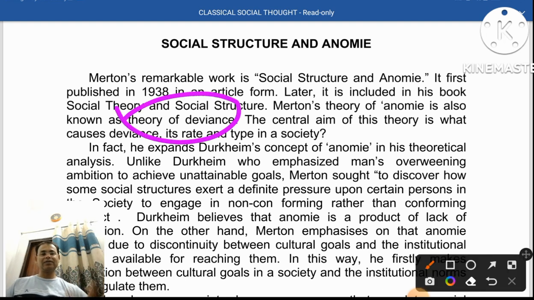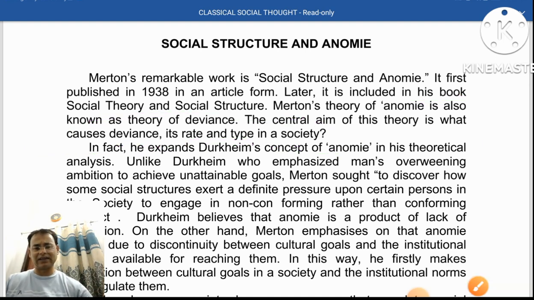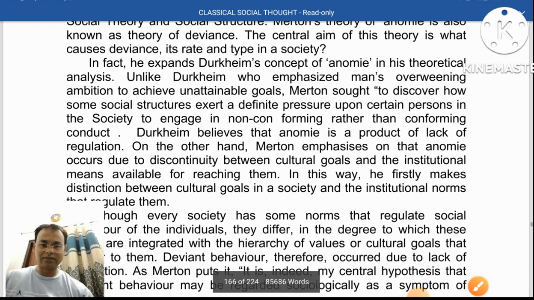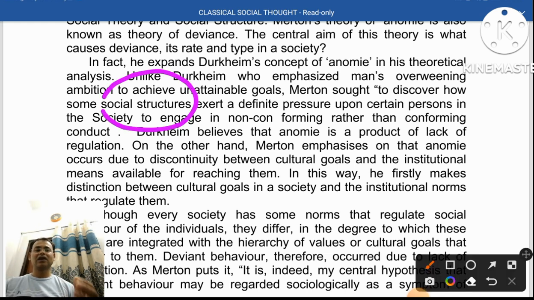You must understand the central aim of the theory: what causes deviance, its rate and type, in society. So why does deviance occur? What are the reasons? In fact, Durkheim also studied anomie and its theoretical analysis. Unlike Durkheim, who emphasized man's overweening ambition to achieve an unattainable goal, Merton sought to discover how some social structures exert a definite pressure upon certain persons in the society to engage in non-conforming rather than conforming conduct.